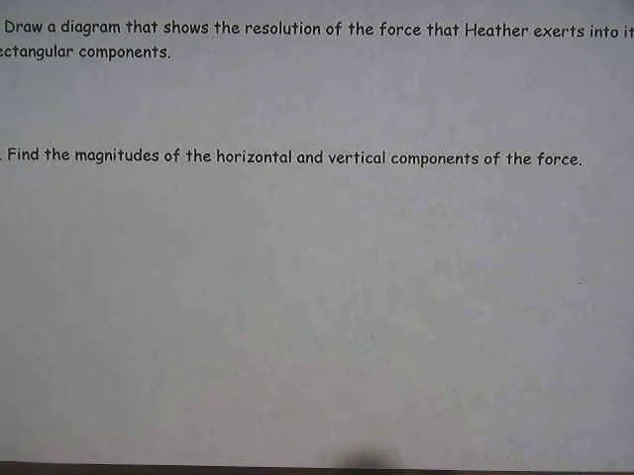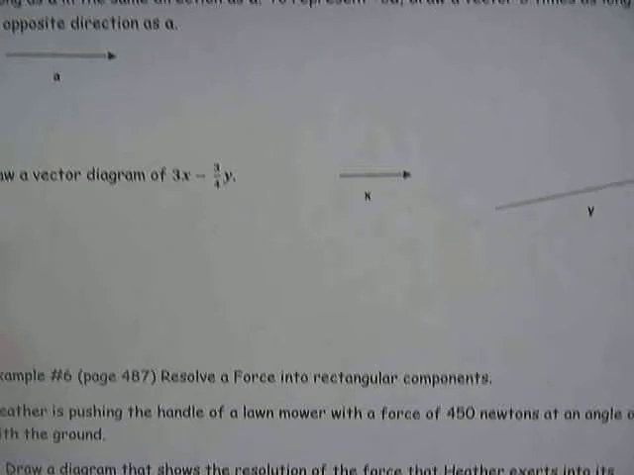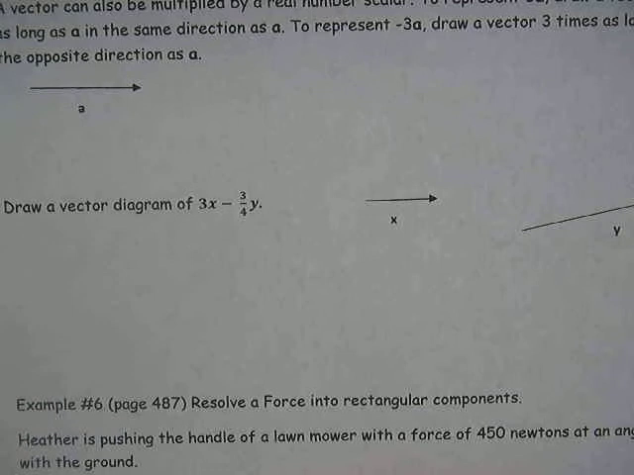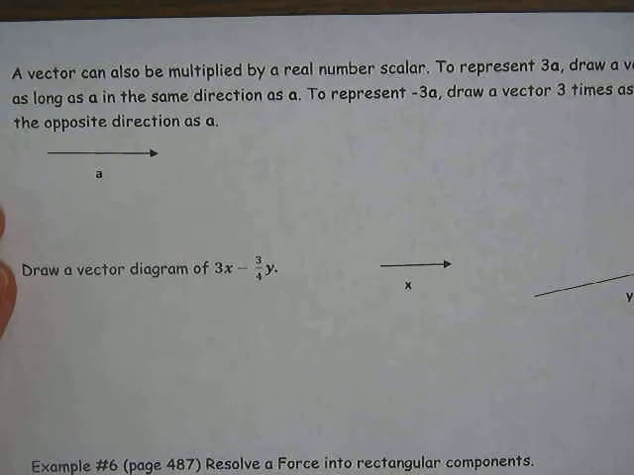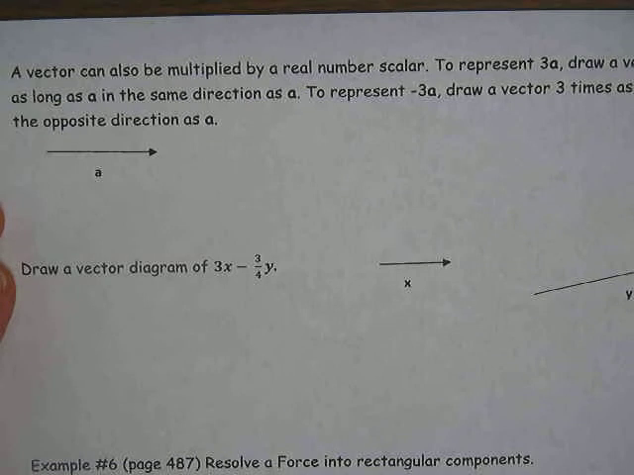2 more examples in the notes. First one is multiplying by a scalar, and then the second one is how to break a vector into its horizontal and vertical components. So here vector A can be multiplied by a scalar. To represent 3 times a, draw a vector 3 times as long as a in the same direction as a. To represent negative 3a, draw a vector that's 3 times as long as a in the opposite direction.